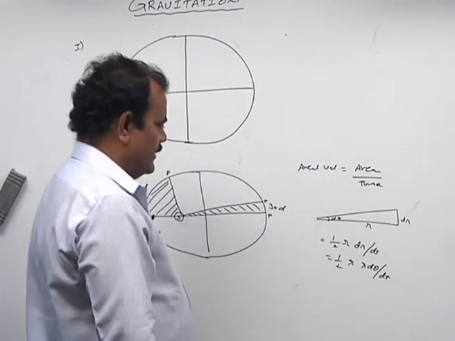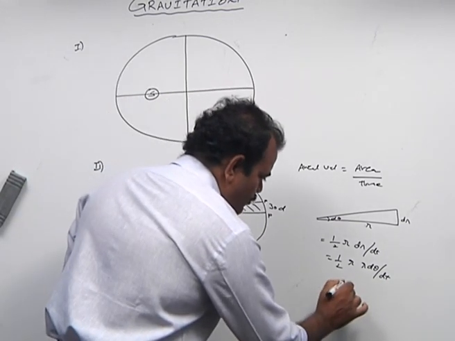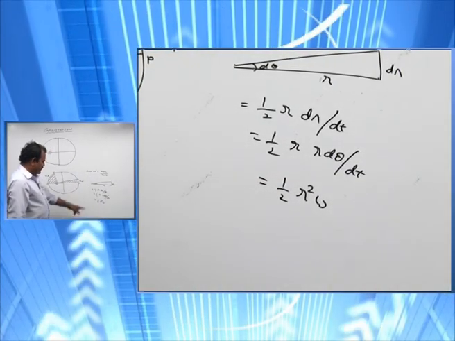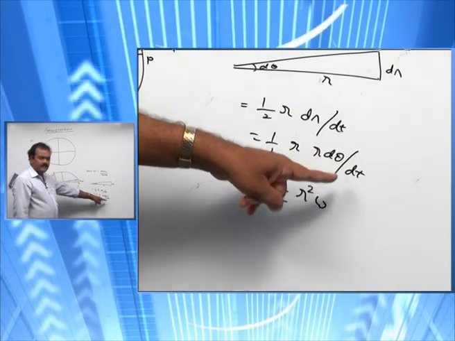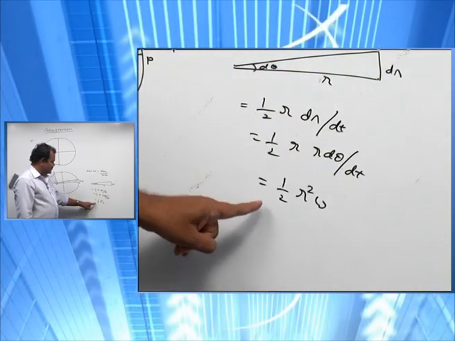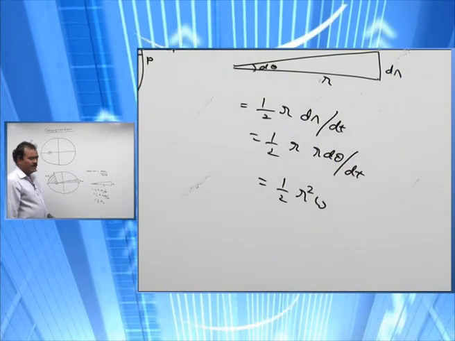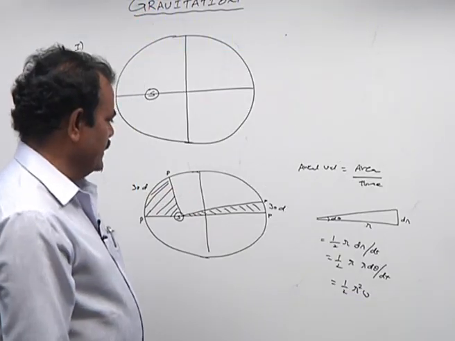Area by time now becomes 1 by 2 r square, and omega is a constant value. 1 by 2 r square is here, and d theta by dt is nothing but omega. So that's why it is 1 by 2 r square omega, that is, aerial velocity is constant. Now the second law is completed.